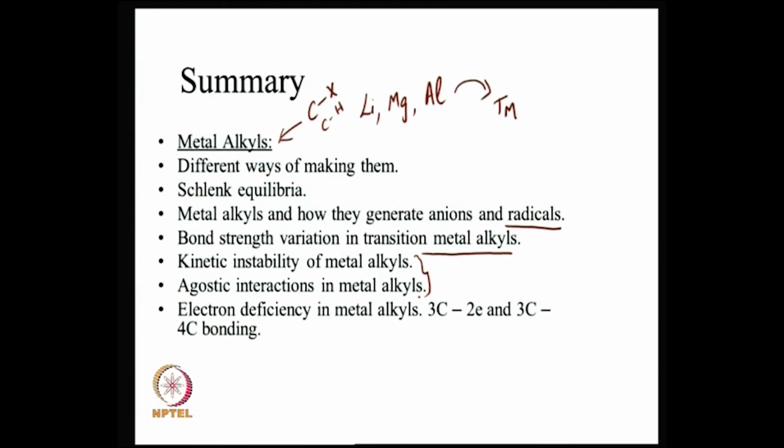Lastly, we encountered this 3 center 2 electron bonding in many situations, and you can also have 4 center 2 electron bonding as well. So, 3 center 2 electron bonding and other complicated interactions tend to make the structures of metal alkyls fairly interesting from the theoretical standpoint. So, metal alkyls are fundamental in organometallic chemistry and are used extensively, and we will look at some of the chemistry in future lectures.